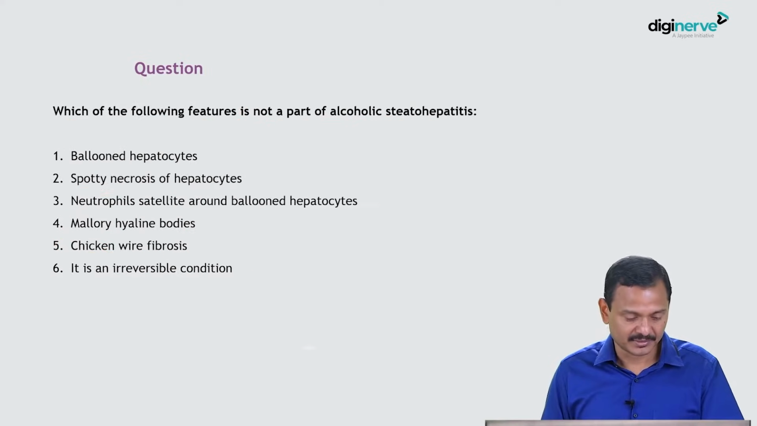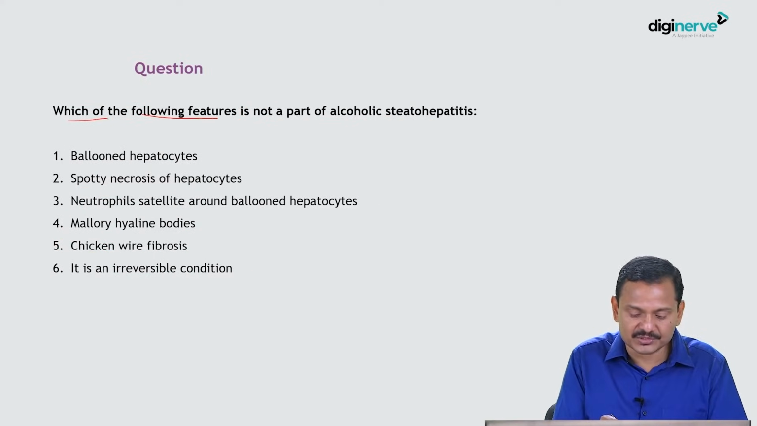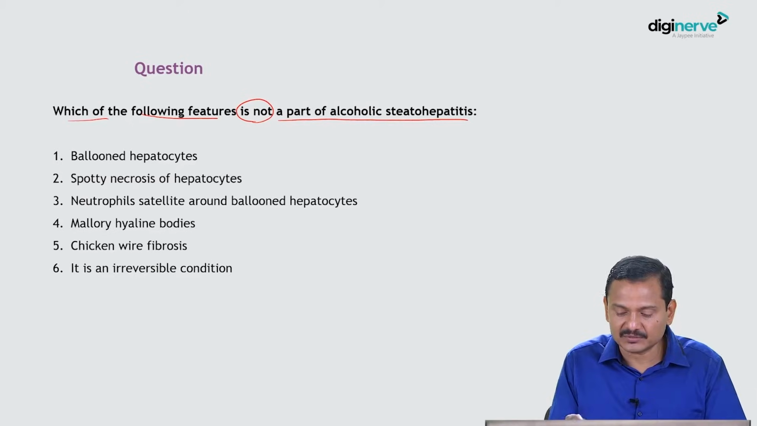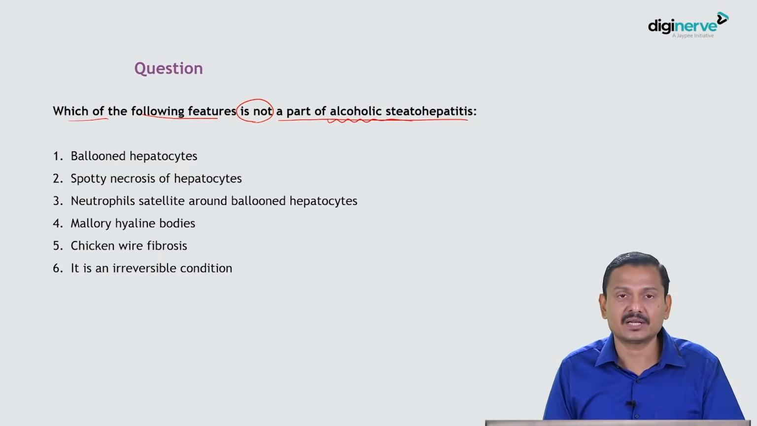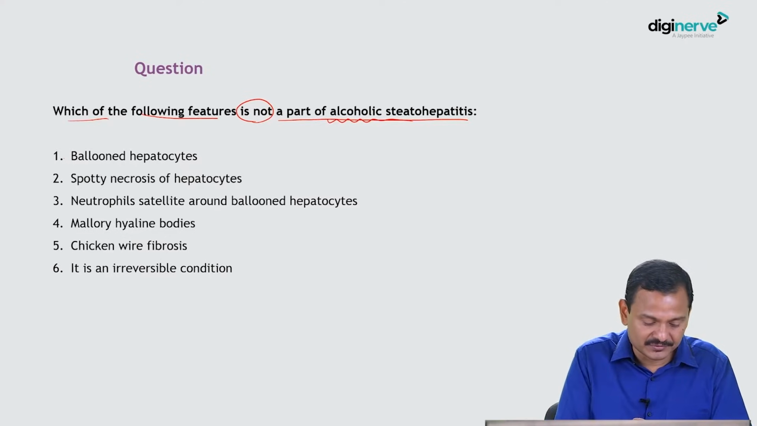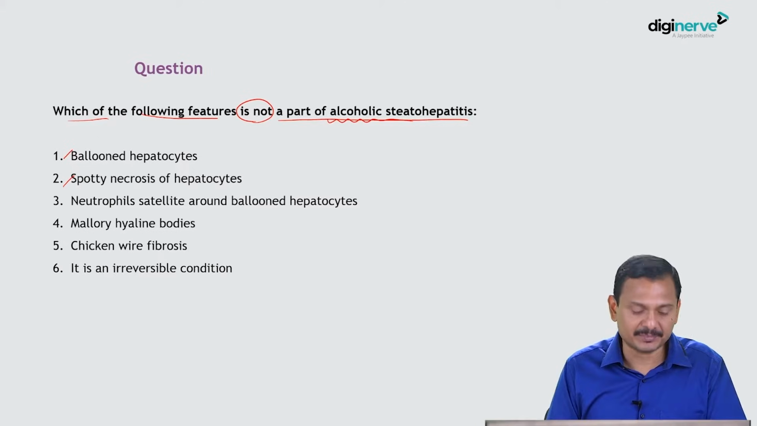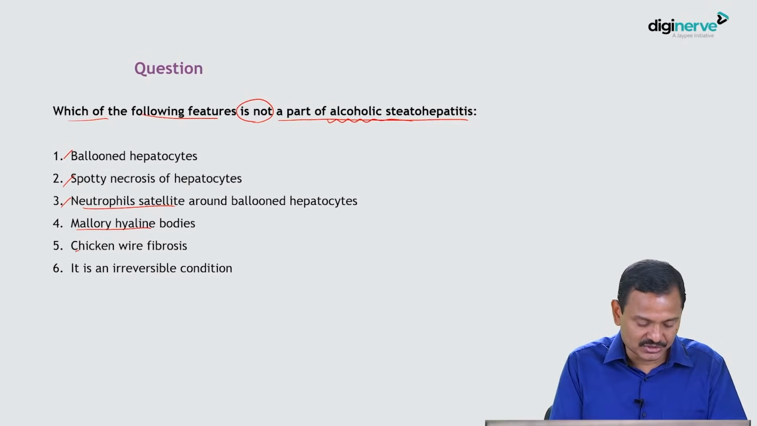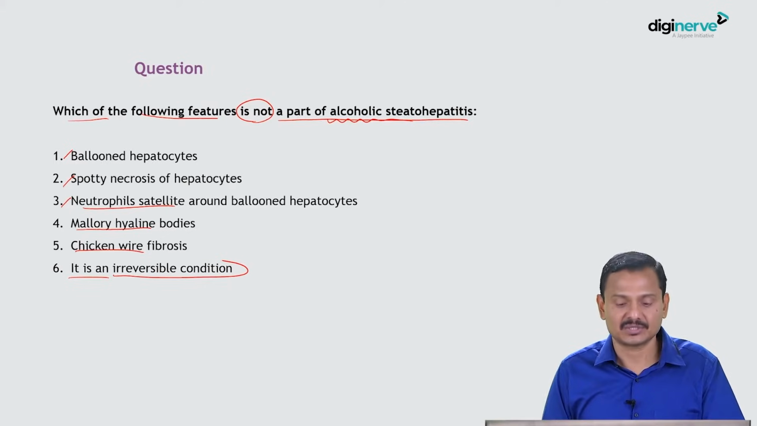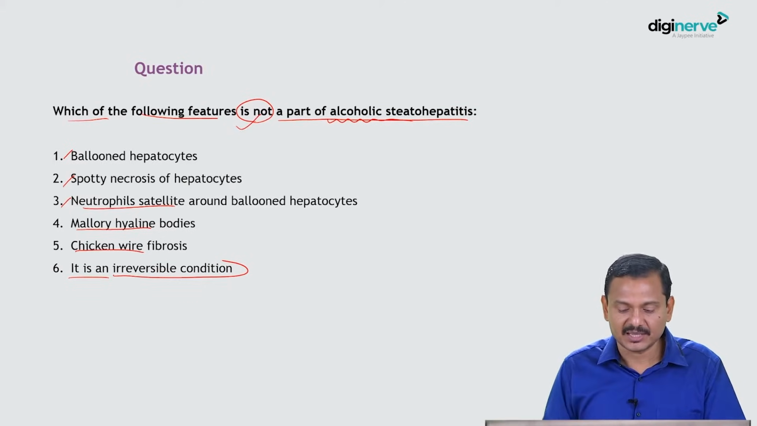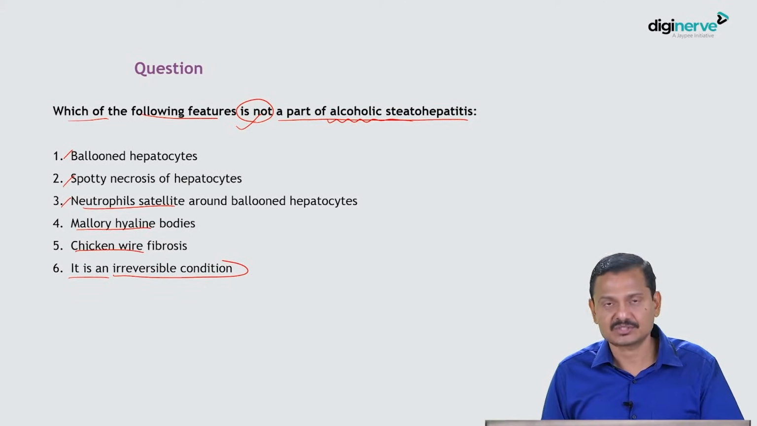The next question: which of the following features is not a part of alcoholic steatohepatitis? So here it is alcoholic steatohepatitis. First, ballooned hepatocytes, spotty necrosis of hepatocytes, neutrophilic satellitosis, Mallory-Hyaline bodies or Mallory-Denk bodies, chicken-wire fibrosis, and it is an irreversible condition. Which of these is not a part of alcoholic steatohepatitis?